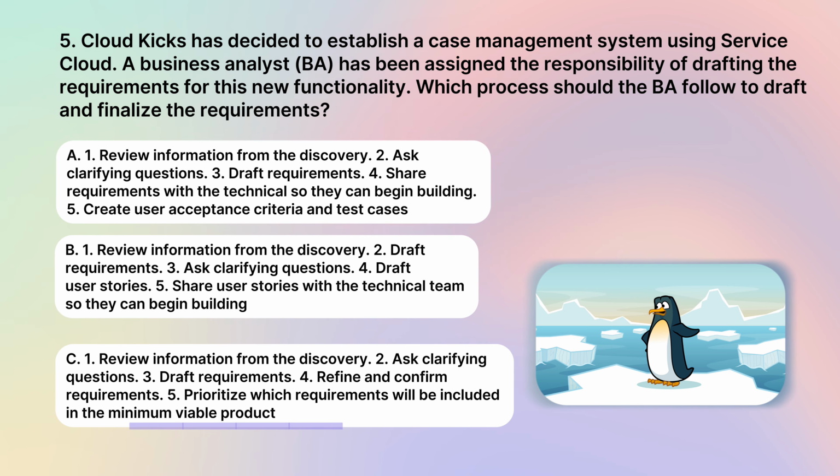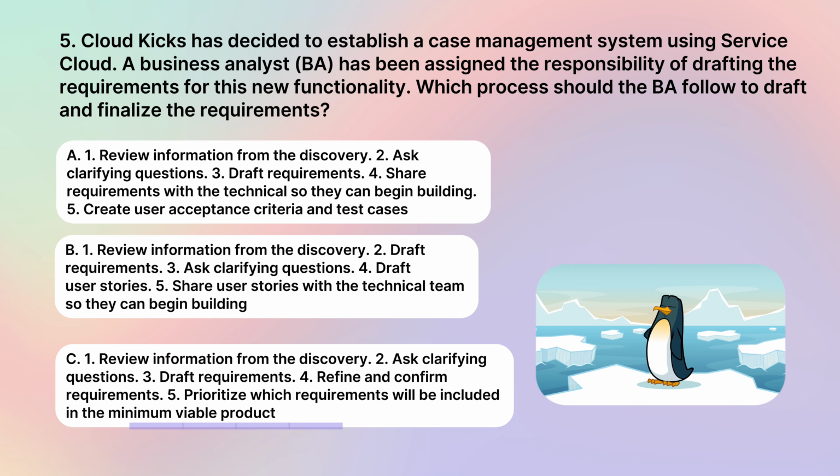Option C is the correct answer because it follows a structured process of reviewing information from the discovery, asking clarifying questions, drafting requirements, refining and confirming requirements, and prioritizing which requirements will be included in the minimum viable product. This process ensures that the requirements are well defined, and the most important ones are prioritized for the initial release.